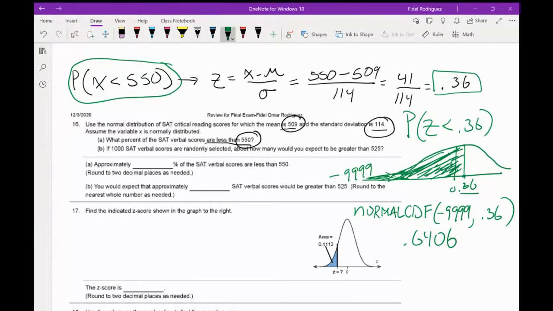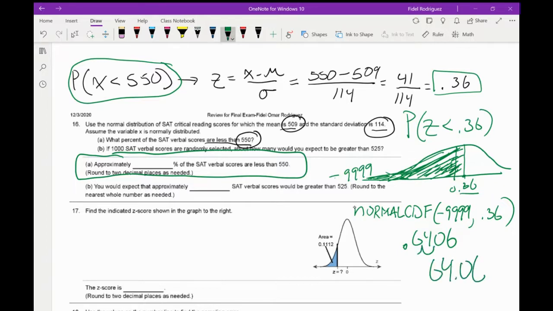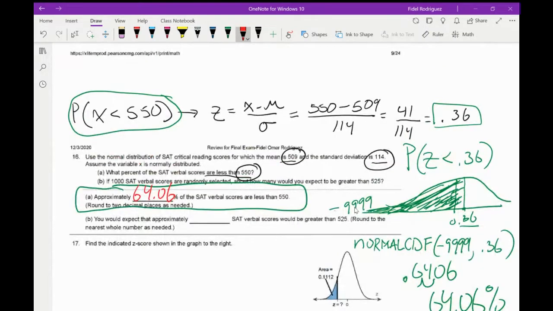So I want you to notice something here. This here, guys, is a decimal. So if you notice here, it says, what is my answer going to be as a percent? If I'm going to change this to a percent, I just have to move this 2 spaces over. So right here, I would write 64.06 as my answer for part A. Okay.